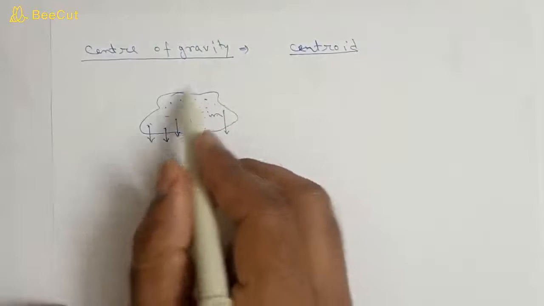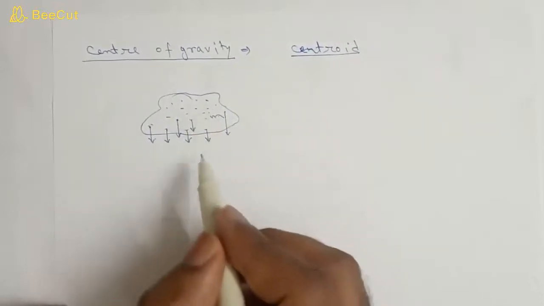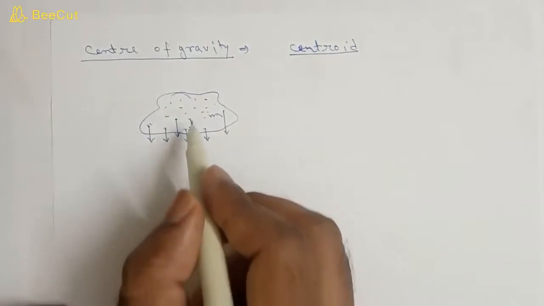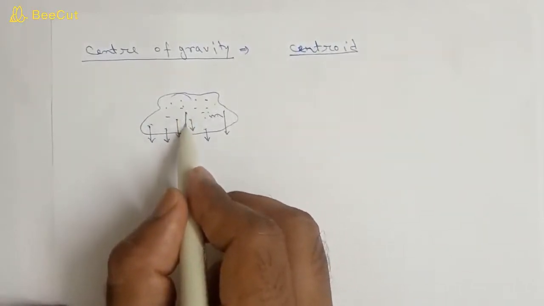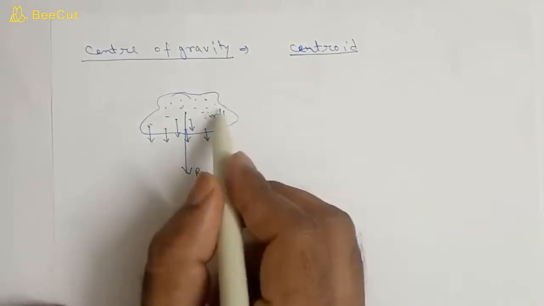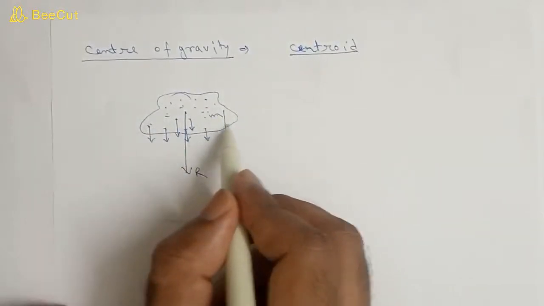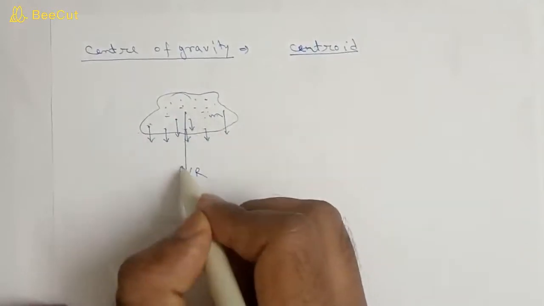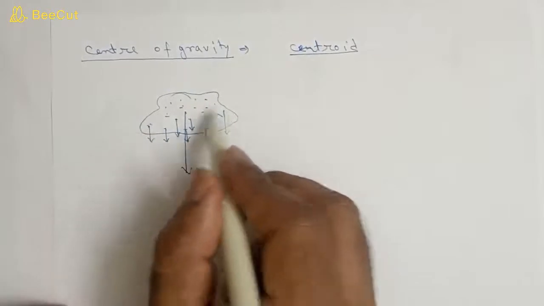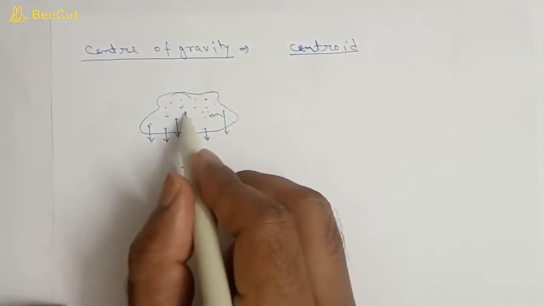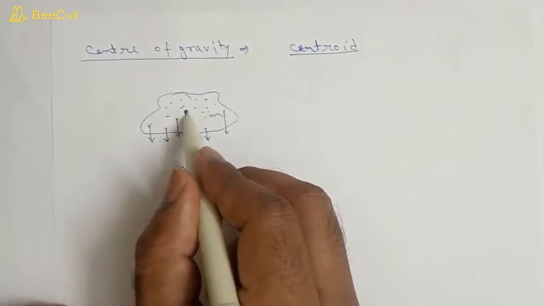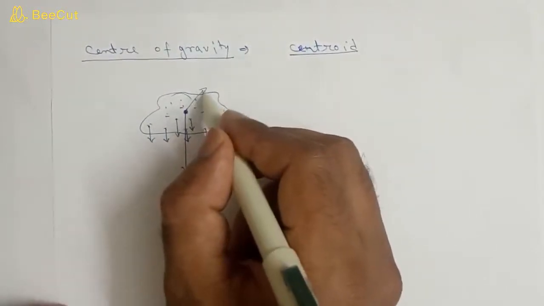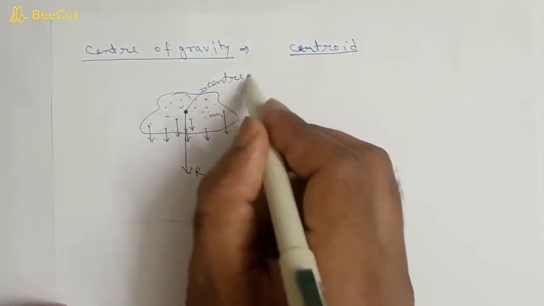Earth will pull all the points toward itself, and all the forces will be downward because earth pulls everything downwards. So there will be a resultant force R, which will be the resultant of all the individual forces acting on the points, and the resultant force which we get after adding all the forces will be acting on a point. This point where the resultant of all the forces is acting is called the center of mass.